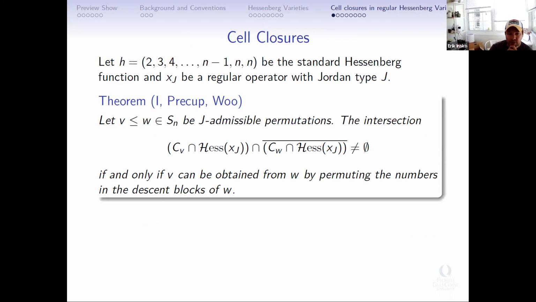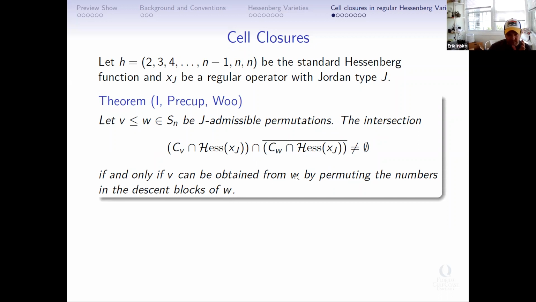Okay, and so our first theorem then says that if you start with 2 J admissible permutations in S_n, then the intersection of the Hessenberg-Schubert cell for V with the closure of the Hessenberg-Schubert cell for W will be non-empty if and only if V can be obtained from W by permuting the numbers in the descent blocks of W. So again, this is the game that we played earlier.